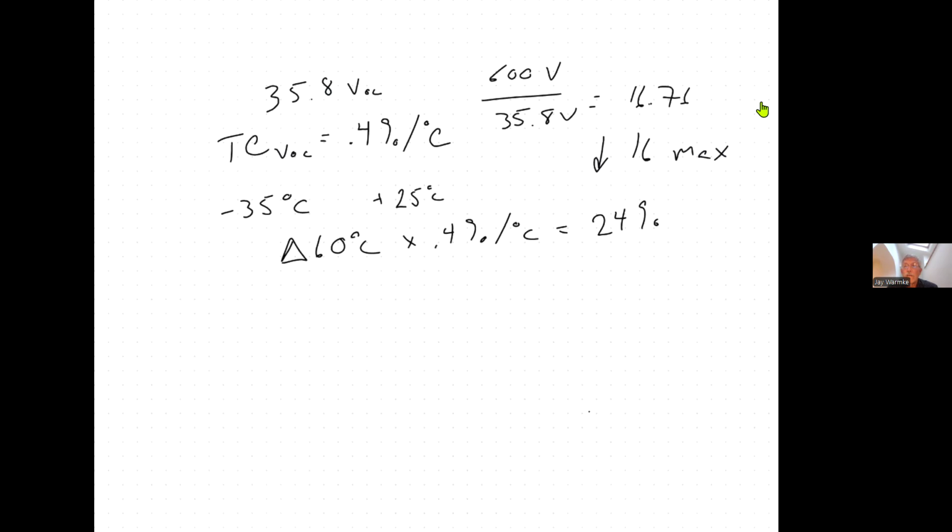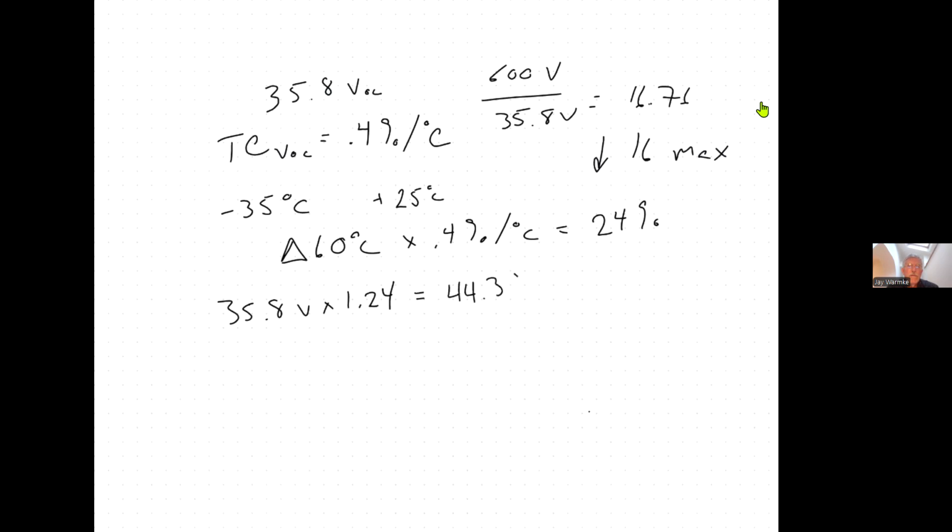More voltage than what? VOC. So I take 35.8 volts times 1.24, that's 124%. And now I'm going to get 35.8 times 1.24 gives me 44.39.